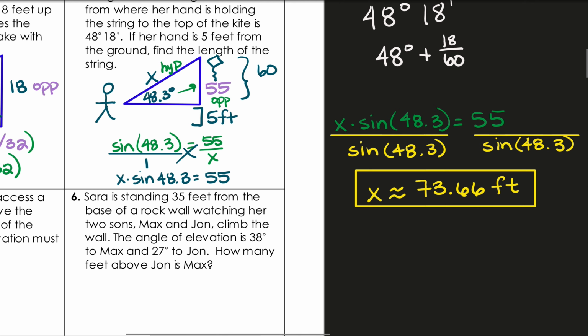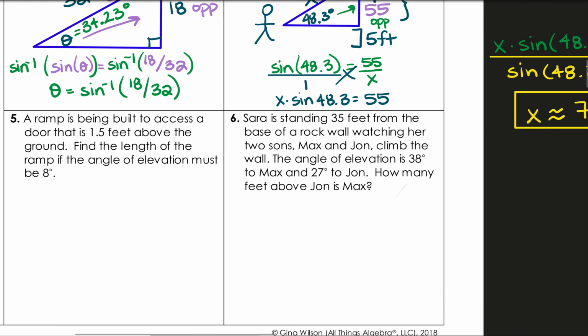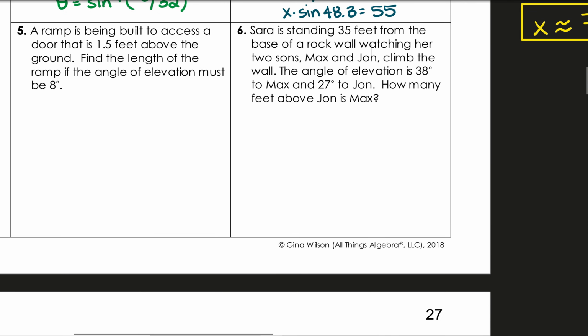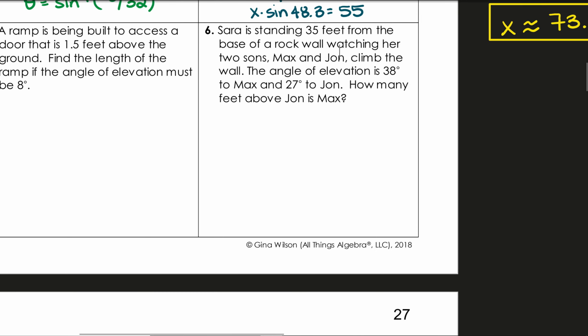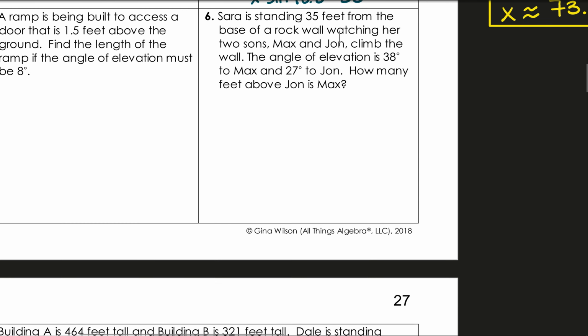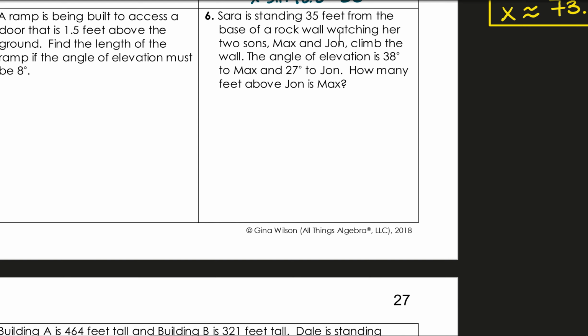All right, let's do a few more. So I'll do one like 6 because I want you to have an example of one where you may have more than one triangle. So it says, Sarah is standing 35 feet from the base of a rock wall, watching her 2 sons, Max and John, climb the wall. The angle of elevation is 38 degrees to Max and 27 to John. How many feet above John is Max? So let's look at what we have.